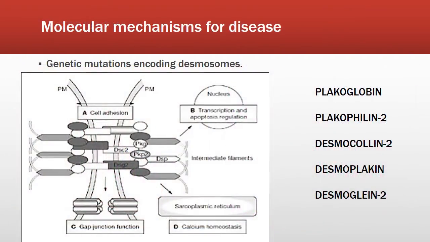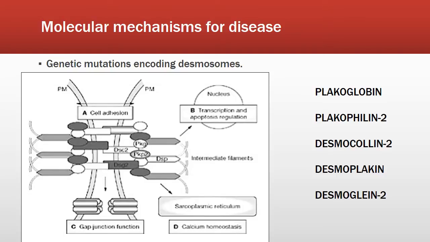So how does this come about? And this is quite interesting. There are 5 to 7 common genes, mostly 5 common genetic mutations, which are known to cause ARVC. And these mutations encode proteins, which are plakoglobin, plakophilin, desmocollin, desmoplakin, and desmoglein. And these proteins are important components in the desmosome of the cells.